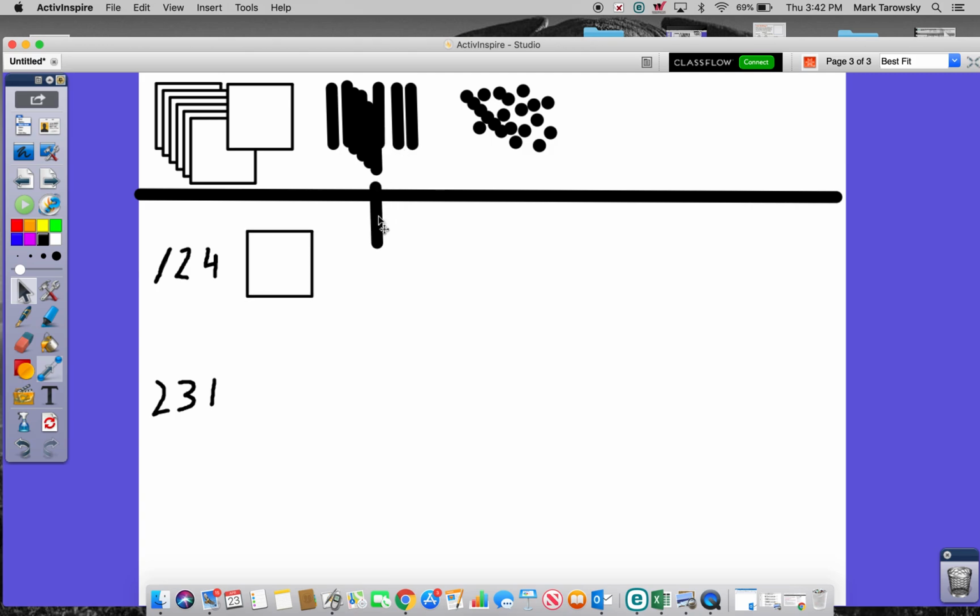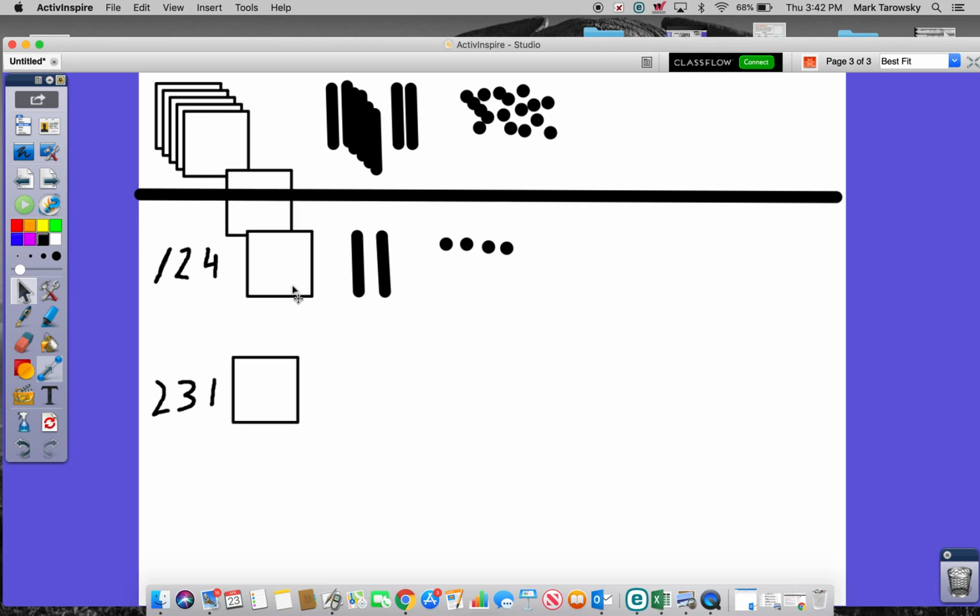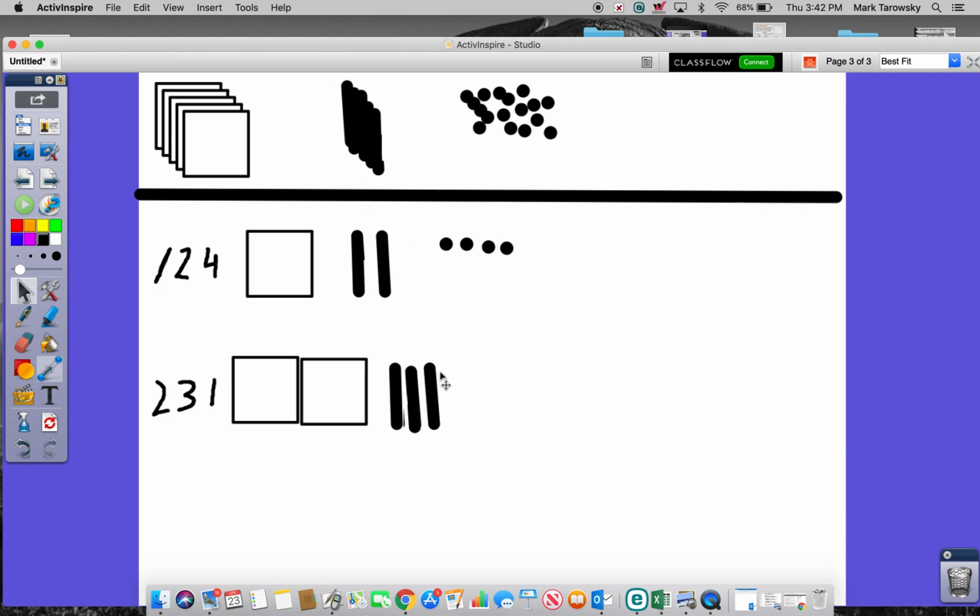So I've got 100, 110, 120, 121, 122, 123, and 124. And you can even think about that in its expanded form. And then for this bottom number, we're going to have 200. And so we have our two groups of 100, three groups of 10 for that 30. And then we have our 1.